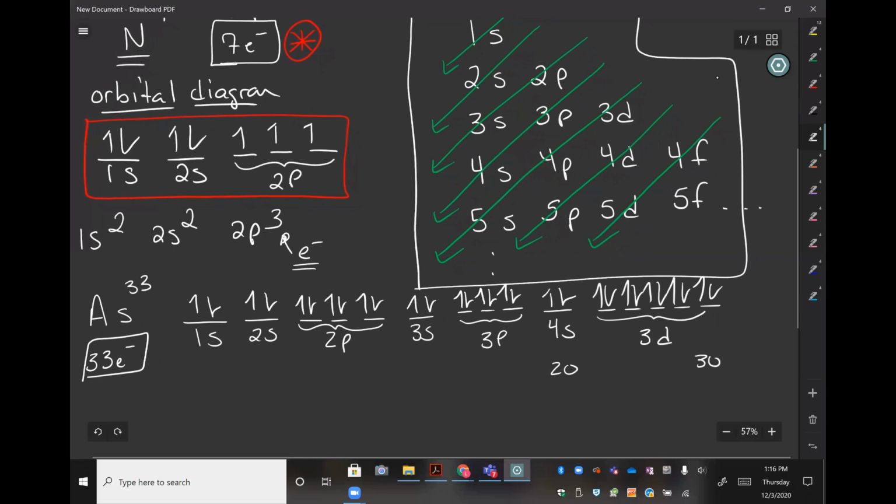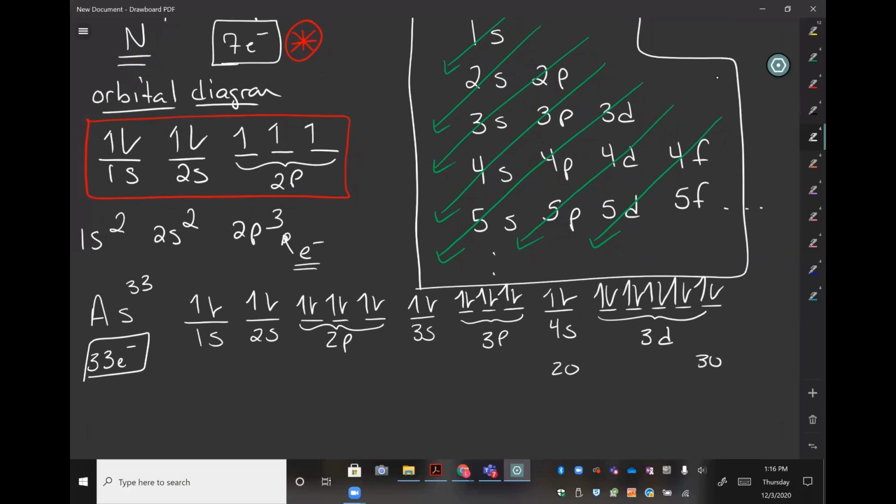I'm going to slide over just a hair. And after the 3d, we then fill a 4p. So these 3 right here are the 4p. Remember, we only need 3, so one up, one up, one up. And we have just completed the orbital diagram for arsenic.